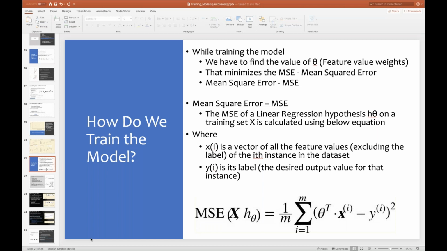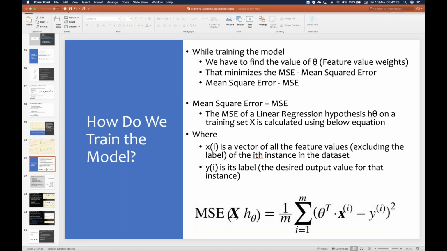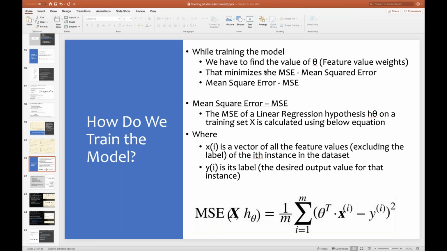Okay, perfect. Now, when you're training a model, you need to find the value of theta, and you also need to minimize the MSE. I know that. Now let's understand the MSE more properly. MSE of linear regression hypothesis H theta on a training set X is calculated using the below equation. Here, x of i is the vector of all feature values, excluding the label, of the ith instance of the dataset. We know this because we have been talking about it. And y of i is the label, the desired output.